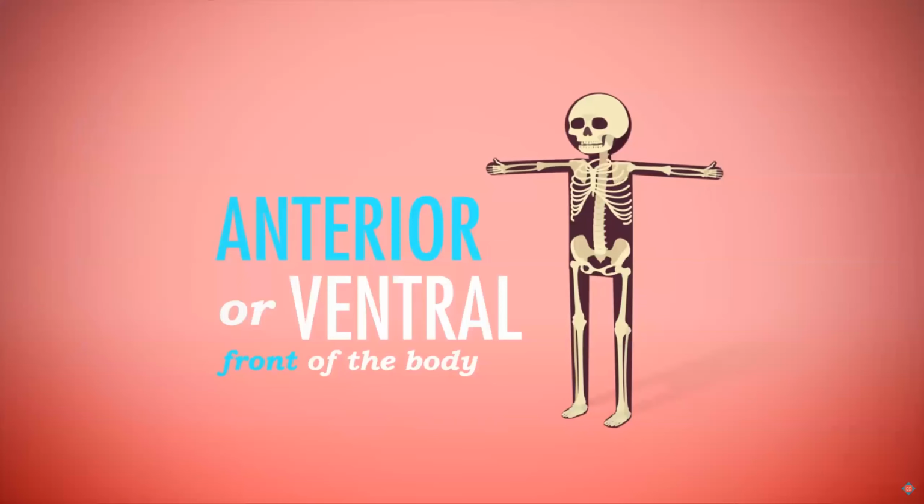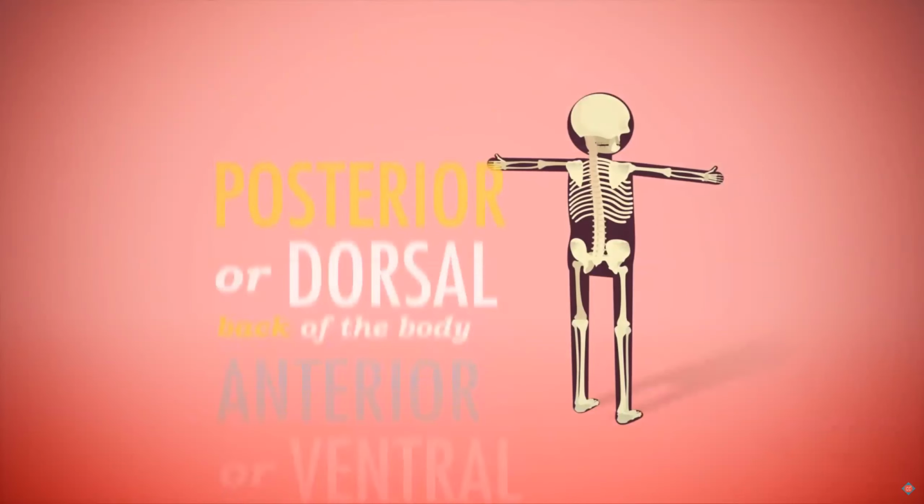Everything in the front of your body is considered anterior or ventral, and everything in the back is posterior or dorsal. So your eyes are anterior and your butt is posterior. But you'd also say that your breastbone is anterior to, or in front of, the spine, and the heart is posterior to, or behind, the breastbone.